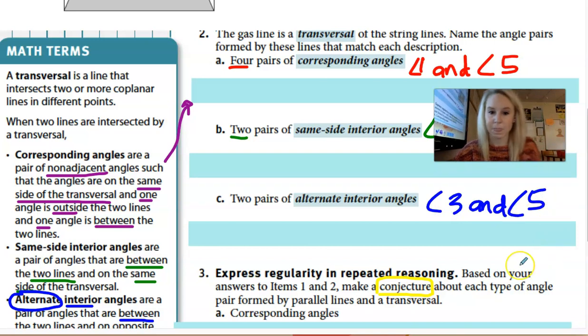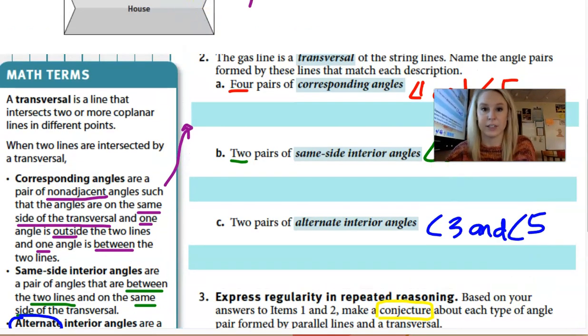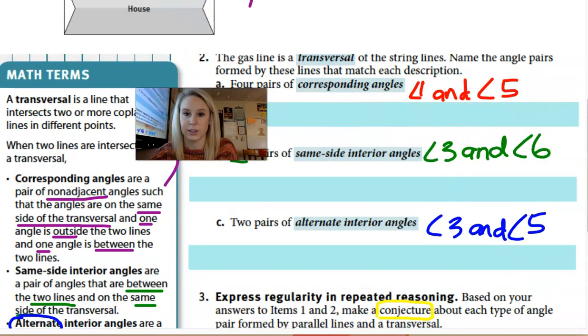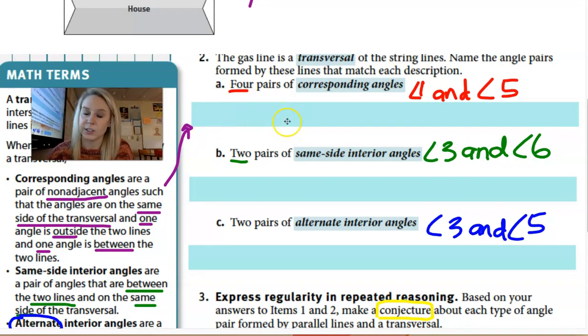Okay? So what I want you guys to do now is find the other remaining pairs. Give me 3 more answers for part A, give me 1 more answer for part B, and give me 1 more answer for part C. So press pause, and we'll go over those.